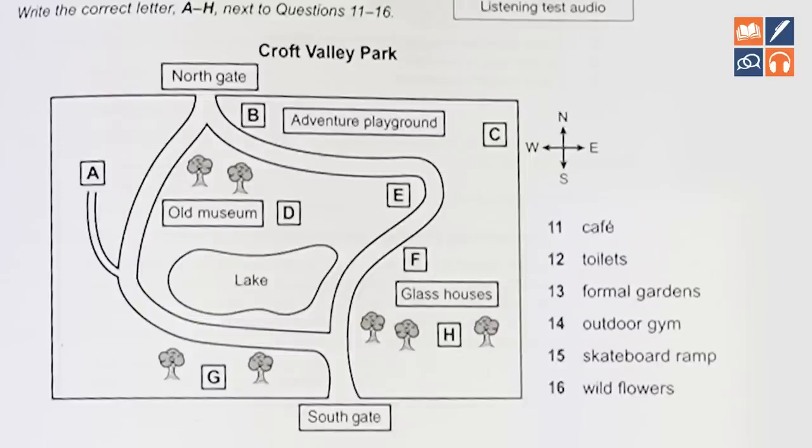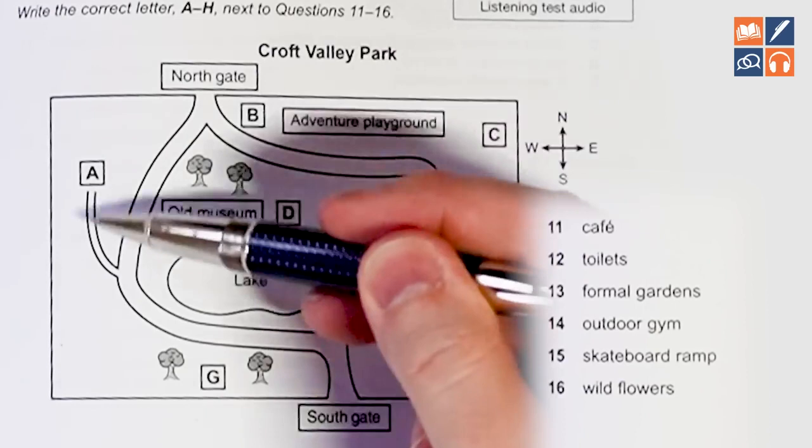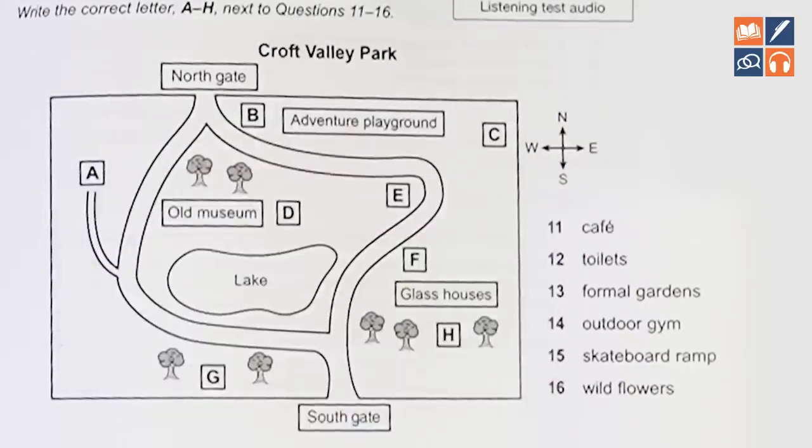Probably will happen. And if they start at the north gate, then if they say to your right, that is going to be different from to your right at the south. So if we have a look here, if they start at the south gate, to your right are trees, H, and glass houses. But if we start at the north gate, to your right, we're going down here towards A. So you need to really listen carefully to the beginning so that you understand where you're going.